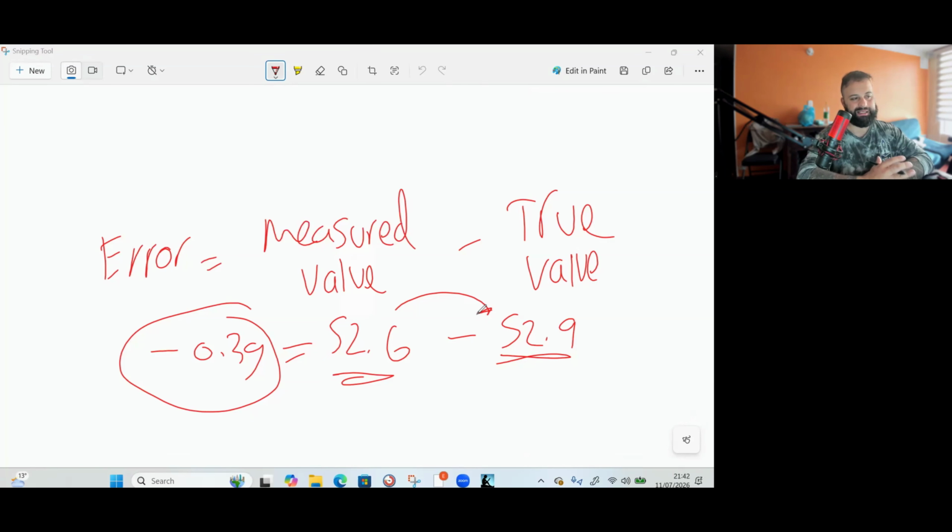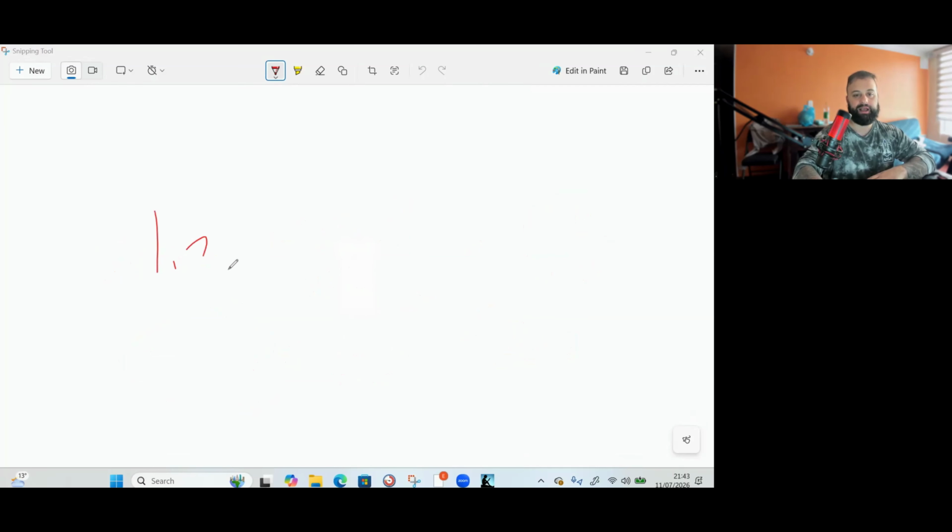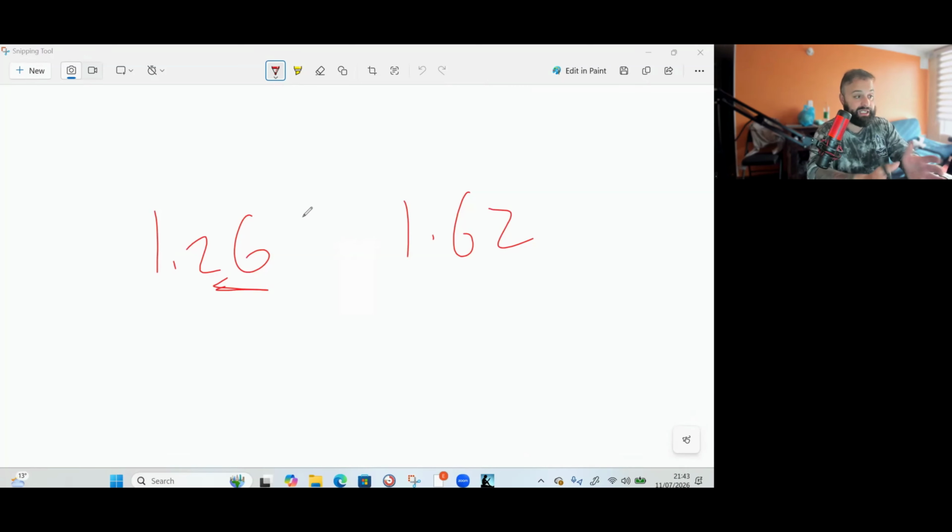Now, an error isn't necessarily a mistake. It could be unavoidable random variation, a systematic effect. We talked about this before. So what is an example of an actual mistake? An actual mistake is, let's say I measured 1.26, and I write down the value of 1.62. So I got those two mixed up. That is actually a mistake. Another mistake is forgetting to convert centimeters into meters, using the wrong equation, reading the wrong scale, copying the calculator value incorrectly, recording the time against the wrong distance, and so on.